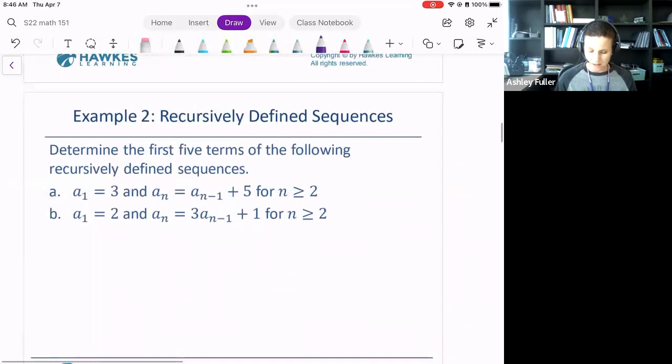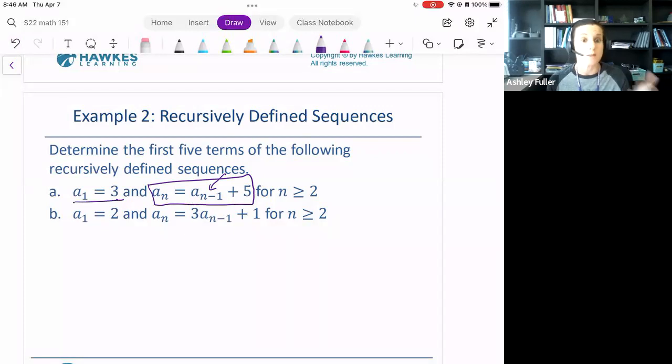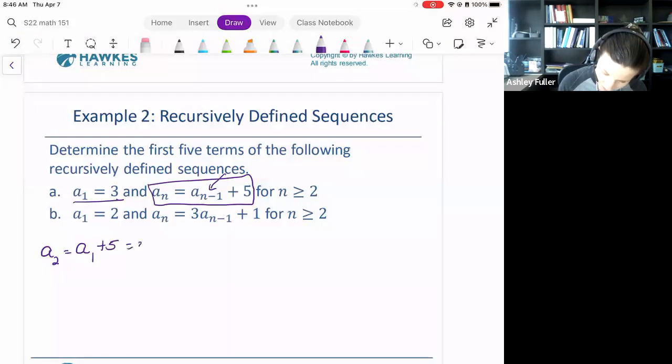So let's look at an example here. If we want to determine the first 5 terms of a sequence, we have been given one value here of the sequence, and we've been told that any a sub n in the sequence depends on the term before it. So for example, a sub 5 is going to depend on a sub 4, and then we'll add 5. So for example here, if we know a sub 1 is 3, then a sub 2 is going to be a sub 1 plus 5, which is going to give us 3 plus 5, which is 8.